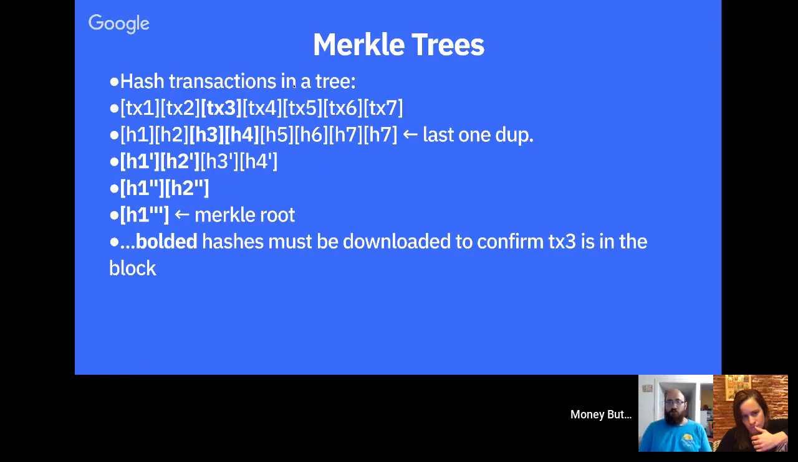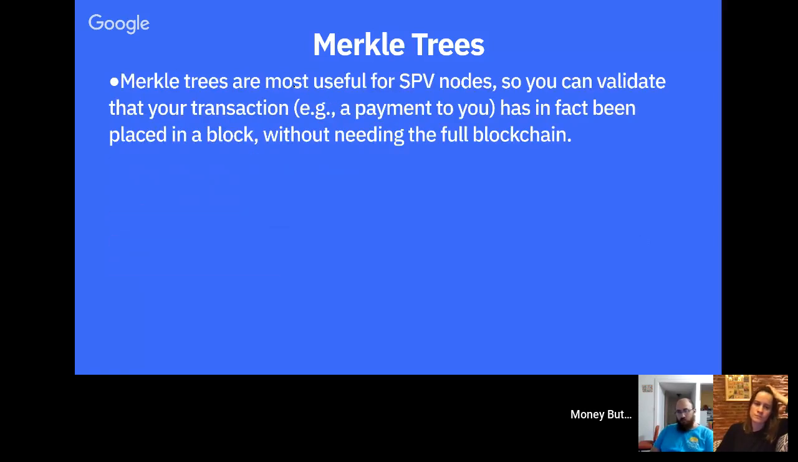And then I can download the block headers and see that the Merkle root's in there. And then only this O(log n) branch of the Merkle tree down to my transaction to see if my transaction's in there without having to download the entire block. So this is useful for SPV nodes because you can validate that your transaction's in a block without actually having to download everything. And the amount of data you have to download is really not that bad at all.